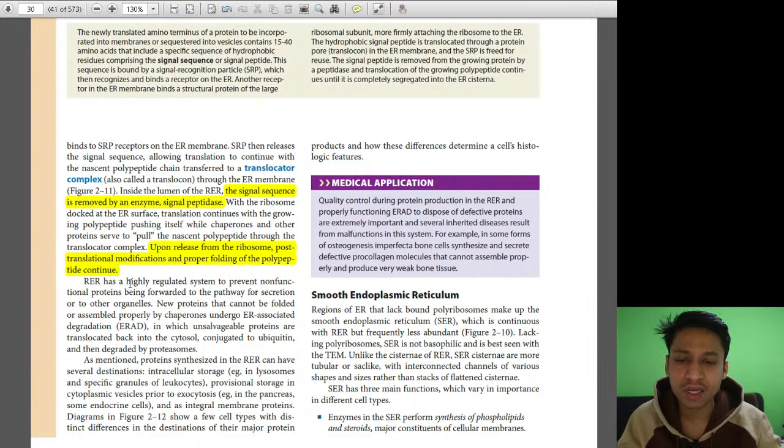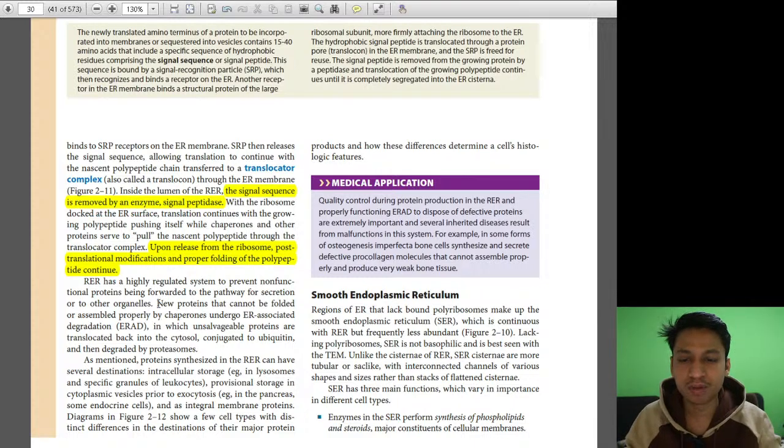Rough endoplasmic reticulum has a single regulated system to prevent non-functional proteins being forwarded to the pathway for the secretion or to the other organelles. New proteins that cannot be folded or assembled properly by chaperones undergo ER-associated degradation.